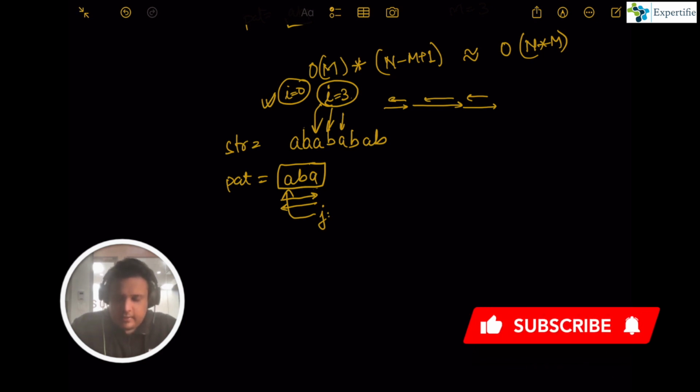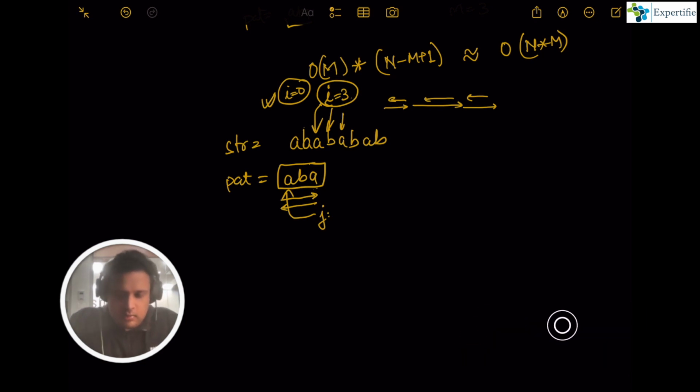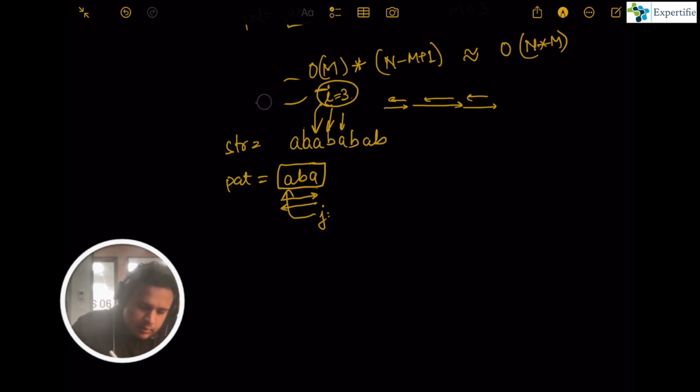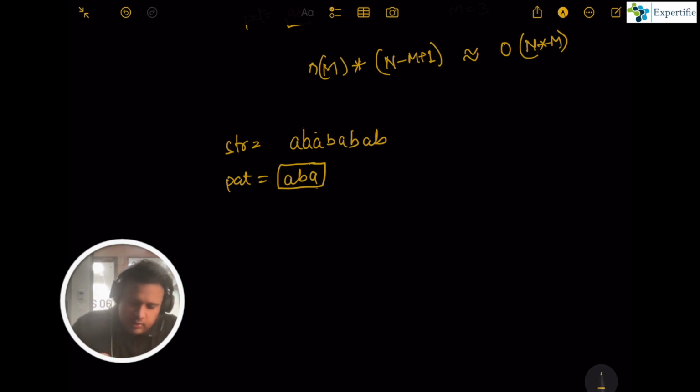So what did KMP do? KMP thought, can I make sure that i always moves forward, right? Let me get rid of these. So what KMP said: can I make sure that my i, the iterator on the string, never comes back? I don't care about the iterator on my pattern, but my string's iterator should never come back. Can I assure that? So let's see if we can do that or not.